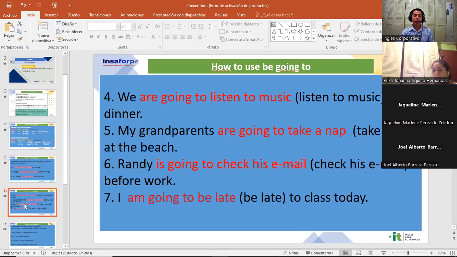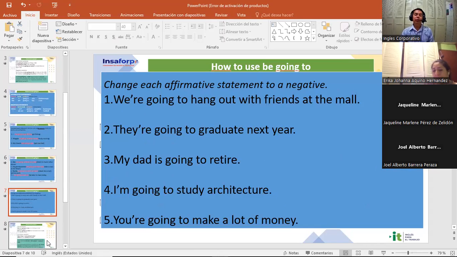Okie dokie. Now, let's go to this, right? It says, change each affirmative statement to a negative. So affirmative to negative, okay? Good. Number one, please. Let's go to Elmer. Hello, Elmer. Can you copy? Copy, Elmer.